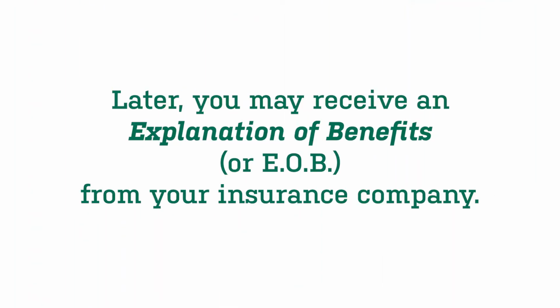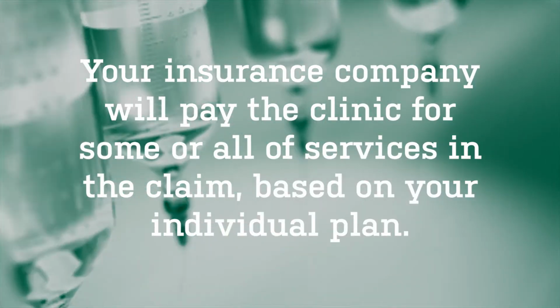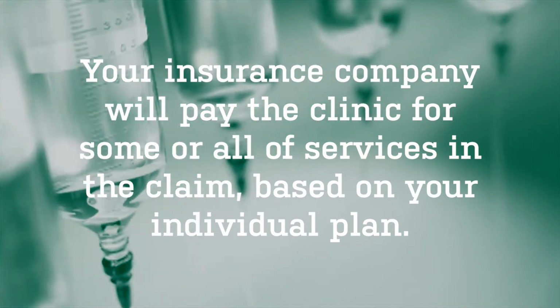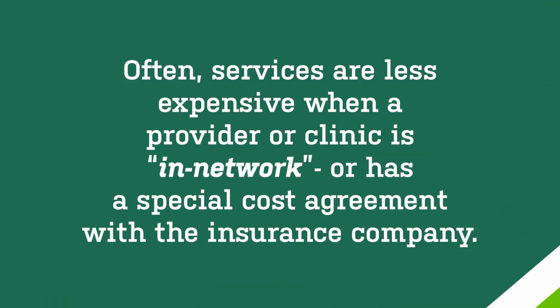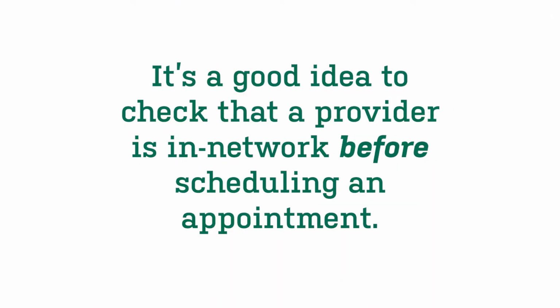Later, you may receive an explanation of benefits, or EOB, from your insurance company. An EOB is a document that summarizes the claim that was processed. Your insurance company will pay the clinic for some or all of the services in the claim based on your individual plan. Often, services are less expensive when a provider or clinic is in-network or has a special cost agreement with the insurance company. It's a good idea to check that a provider is in-network before scheduling an appointment.